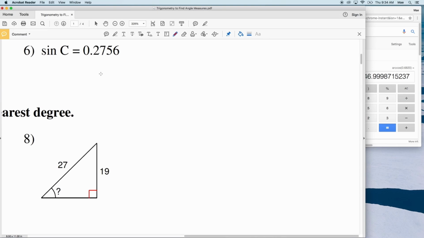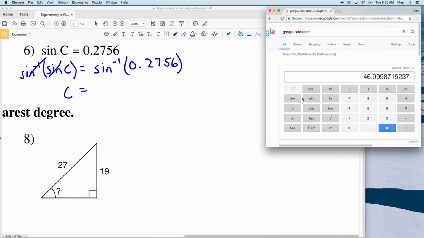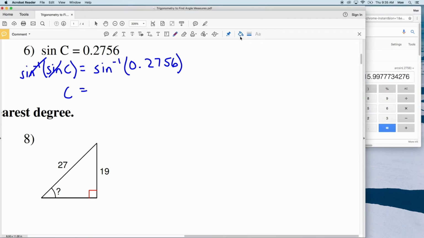And the last problem in this grouping, number 6. We have the sine of c, so we take the inverse sine. The arcsine of the sine of c is equal to the inverse sine of 0.2756. We'll be left with c on the left, and then we just have to enter the right side into our calculator. Inverse sine of 0.2756 gives us 15.99, which is approximately 16 degrees.